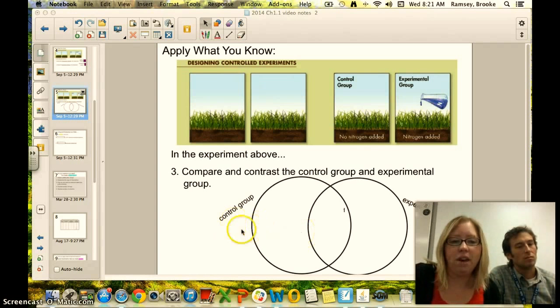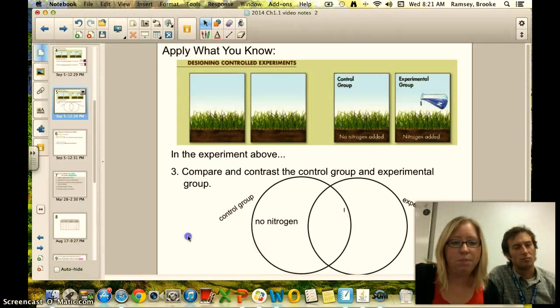Okay, now that you have a Venn diagram, one side is the control group, one side is the experimental group, let's talk about the differences between the two. So in a control group, in the experiment above that Ms. Gilpin explained earlier, between the grass with no nitrogen and the grass with nitrogen added, the control group would be the experiment where no nitrogen was added. And then on the experimental group side, the differences between those would be that you added nitrogen to that experiment.